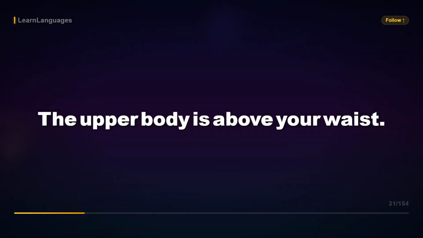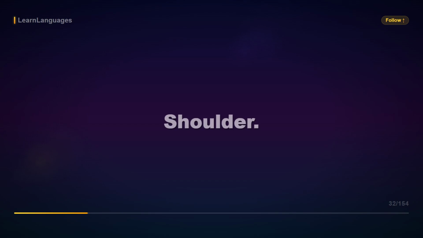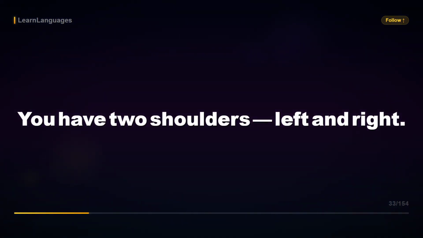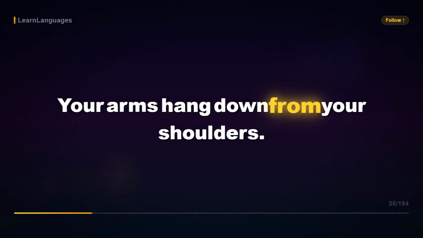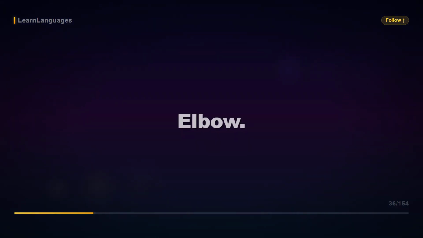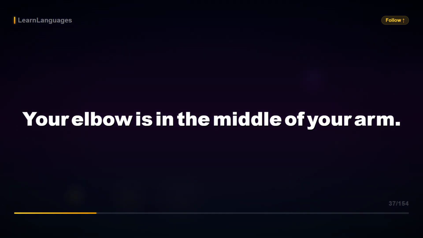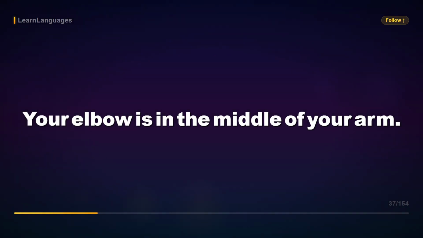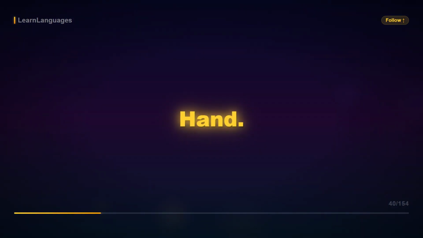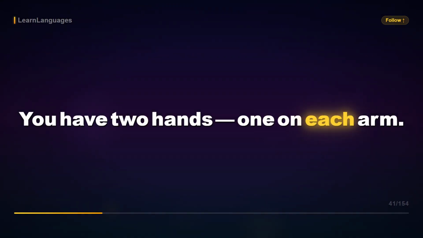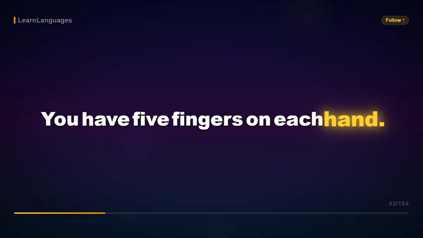The upper body is the part above your waist. Shoulder, shoulder. You have 2 shoulders, one on the left and one on the right. Arm. Your arms hang down from your shoulders. Elbow, elbow. Your elbow is in the middle of your arm. It helps you bend your arm. Wrist, wrist. Your wrist is between your arm and your hand. Hand, hand. You have 2 hands, one on each arm. Finger, finger. You have 5 fingers on each hand.